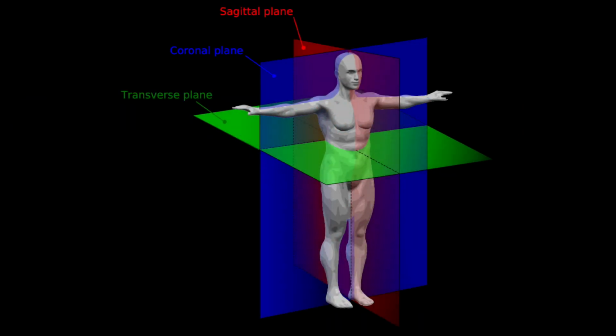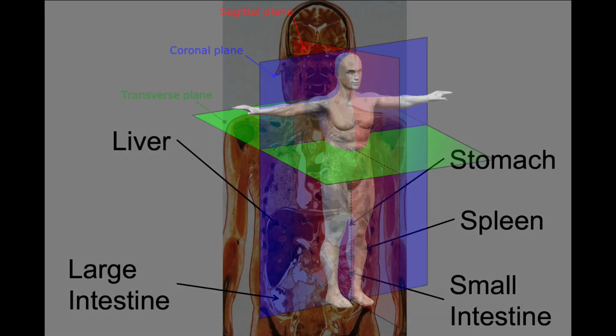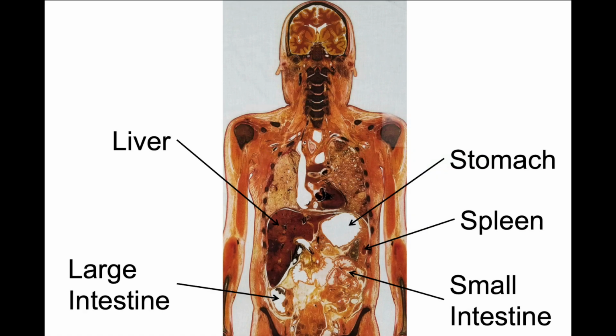Next, we will be looking at a coronal cross-section of the digestive system. As seen in this image, the blue is indicating the coronal plane of the body. This means that if you were to cut the body in half, the front section would be one half and the back section would be the other half. The cross-section is just a small sliver of one of these halves.